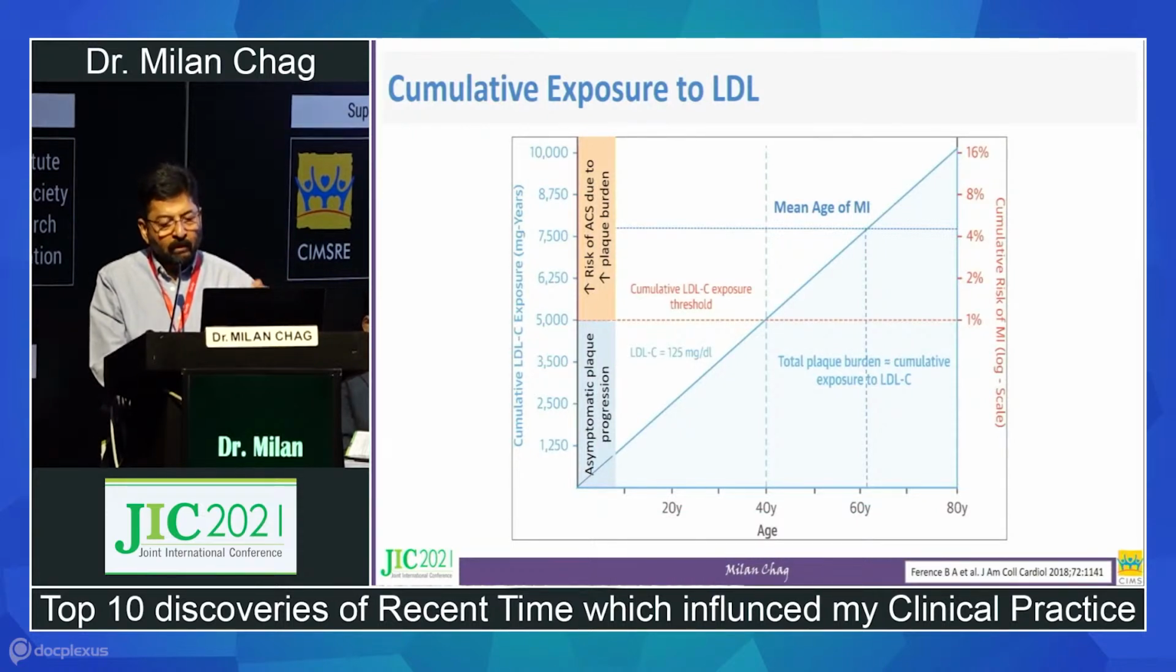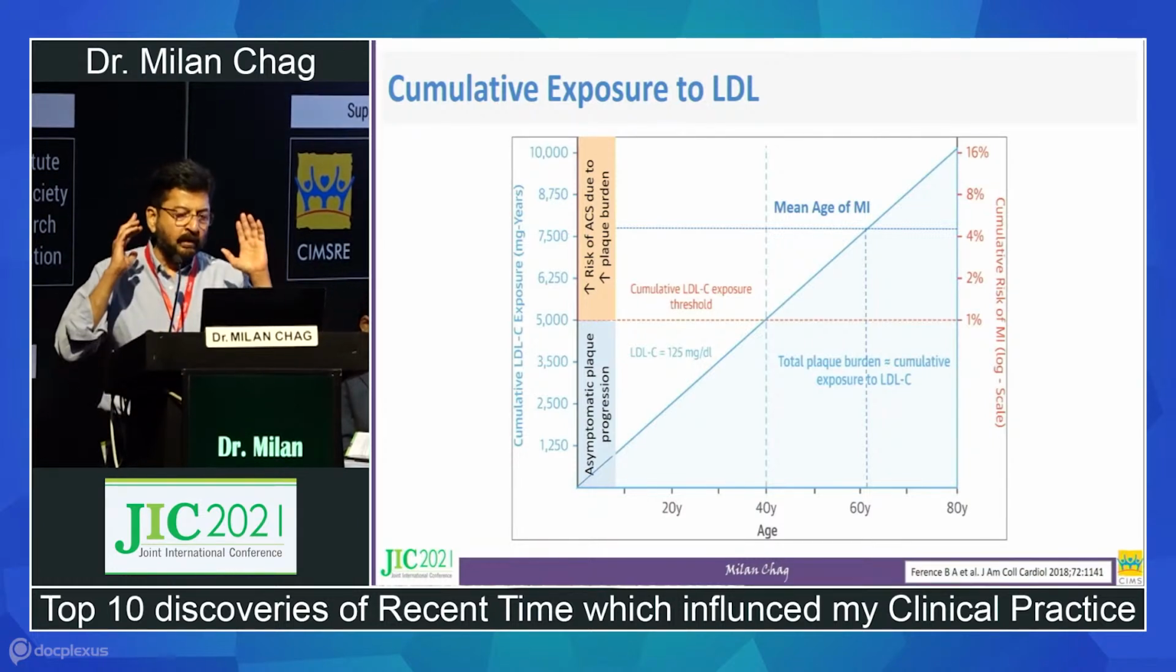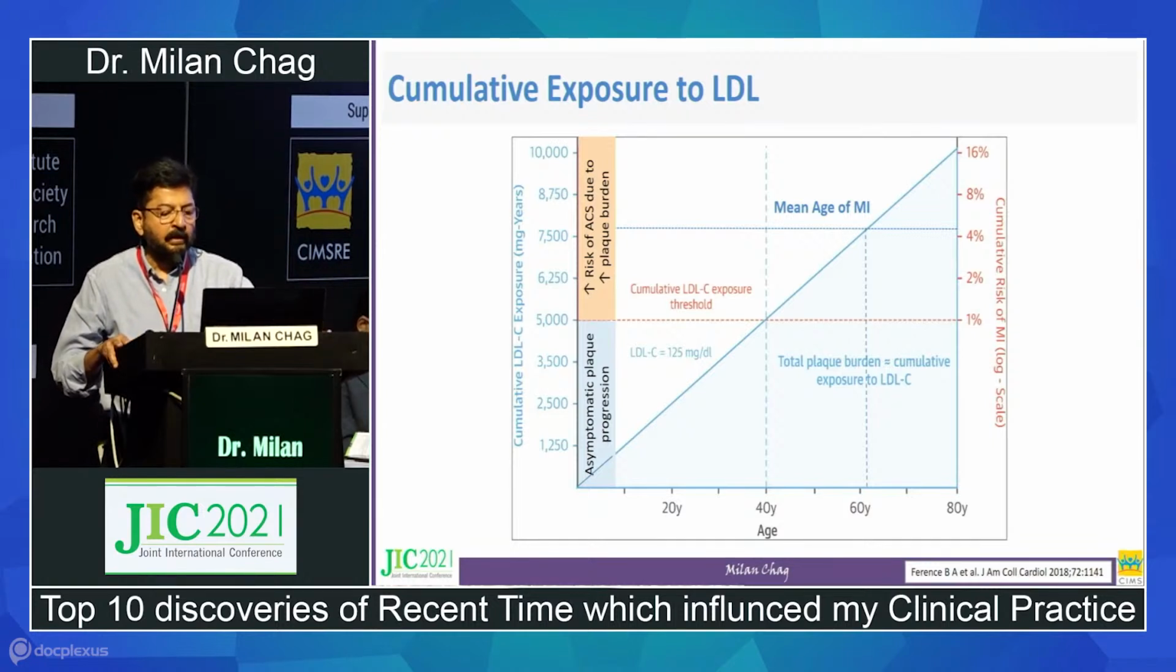Let us discuss something more about LDL. We now have a better understanding of atherogenesis. It is not only the absolute LDL level, but cumulative LDL exposure since birth that has impact on the risk of MI over lifetime. There is asymptomatic plaque progression since early childhood, and this progression continues.